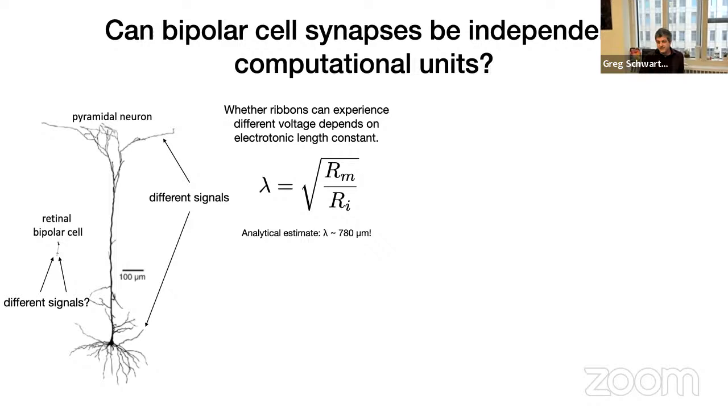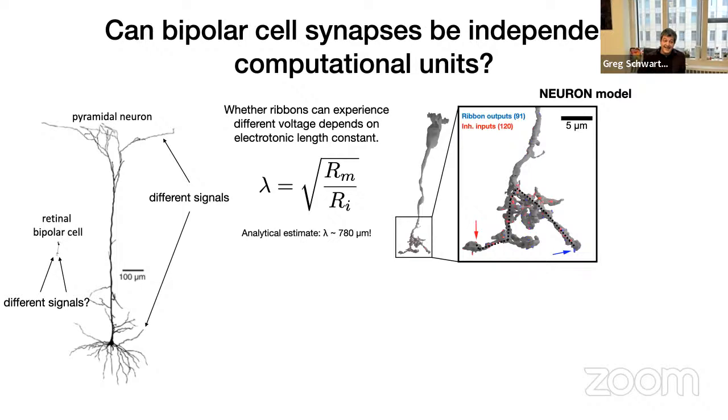If lambda is 780 microns, there's no way that ribbons that are 5, 10, 20 microns apart from each other could have substantially different voltages. So David worked on this a lot and built an entire neuron model. We were like, okay, but a bipolar cell is not passive. It's got lots of active conductances and it's not just a tube. Let's be a lot more real about this.